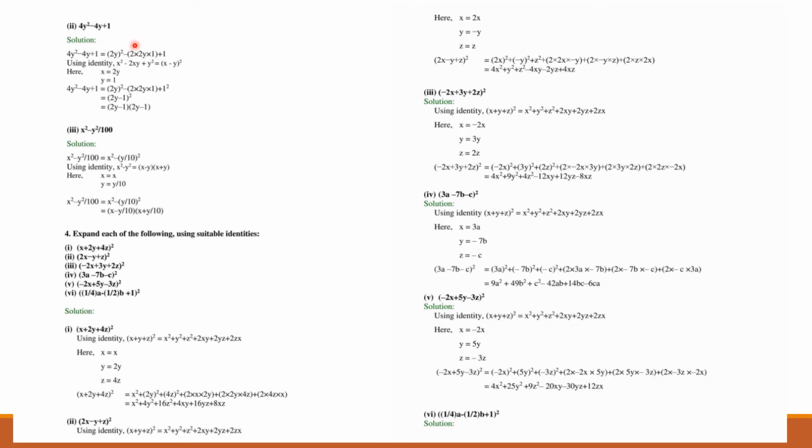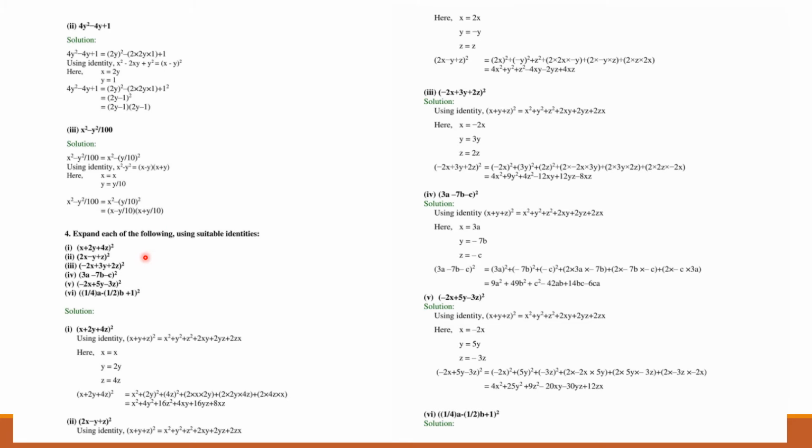The second one is the same as question number first. See the third one. x square minus y square upon 100. So x square is the square of x. y square upon 100 is the square of y upon 10. So we will use the identity a plus b and a minus b. Similar to what we have done in our previous class. Now question number 4.